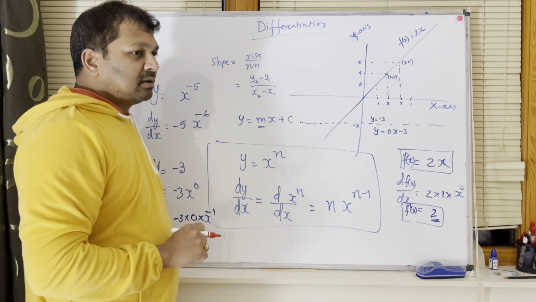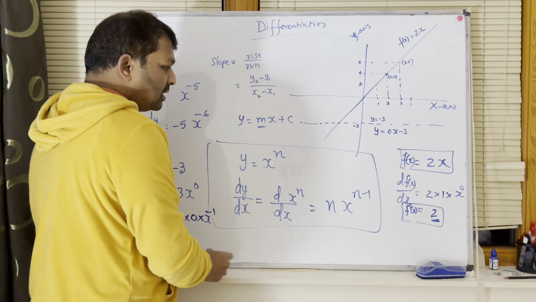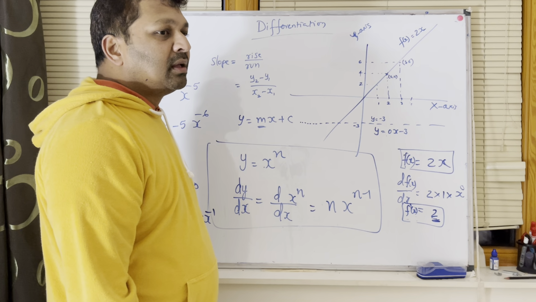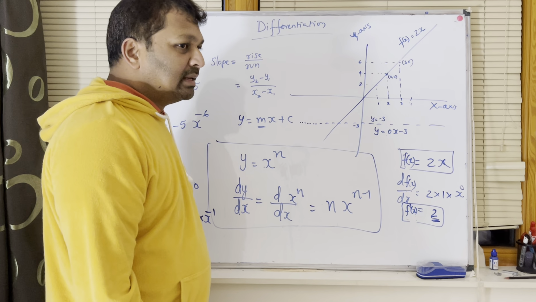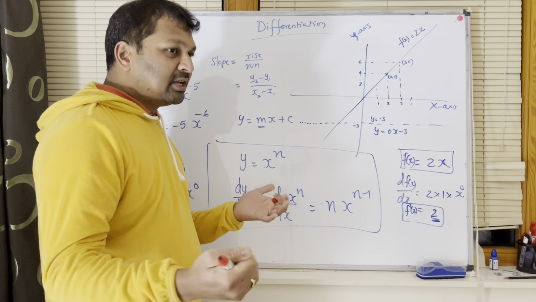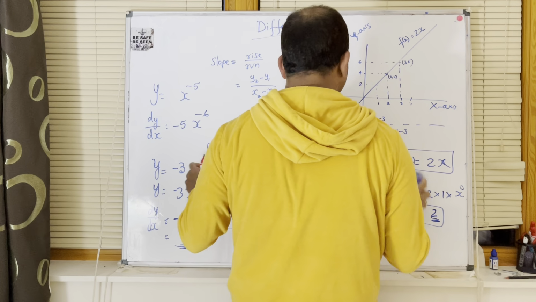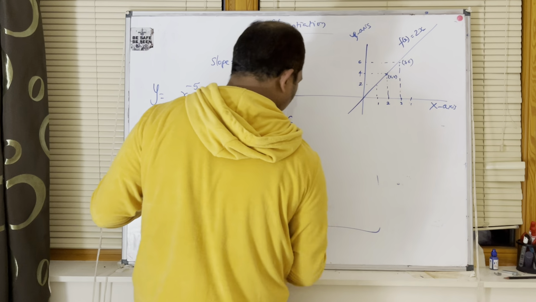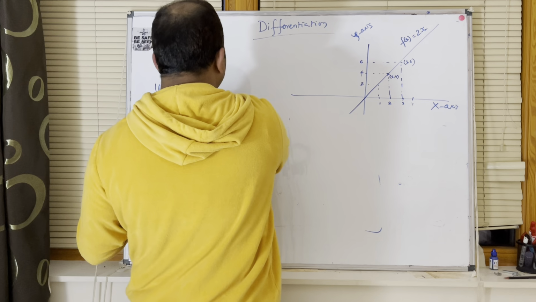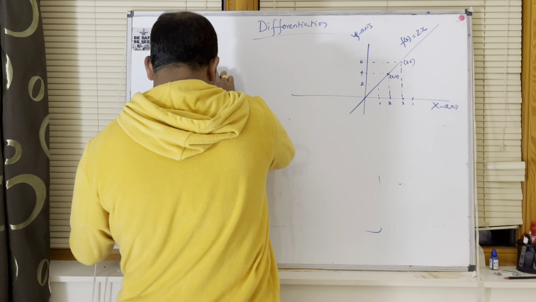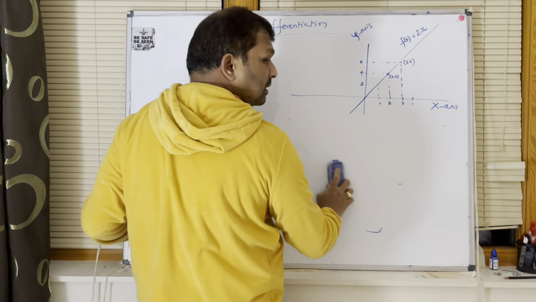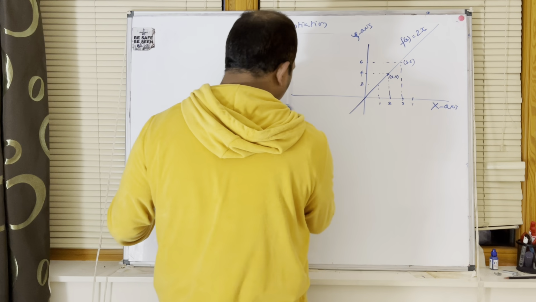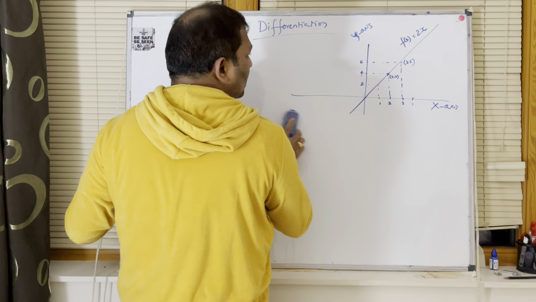So if it is a straight line, you get either 0 or a constant. But there are also some complex lines, complex shapes. What is the differentiation of x to the power of n? The formula is n times x to the power of n minus 1. Very good.